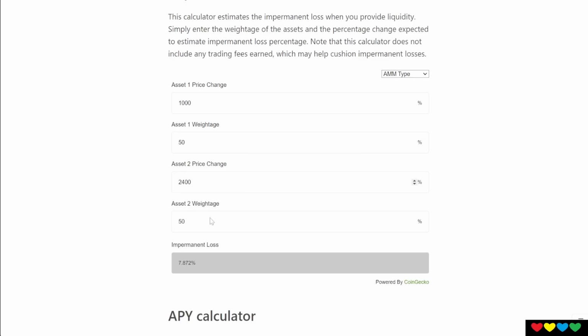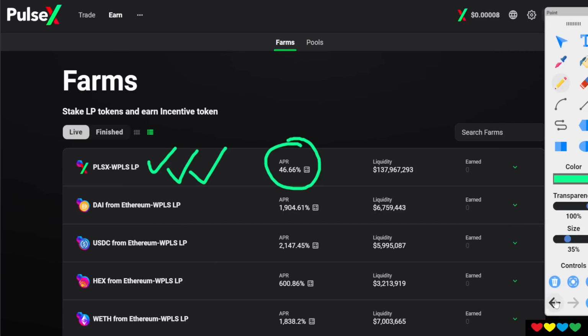Remember, in this impermanent loss calculator, you've only lost 7.8% here. So this is why this is super safe. I'm giving this the triple tick of approval. It's very hard to get a triple tick of friendship here. This is super safe, but these yields are probably going to go lower. They're going to go lower, but it is okay. It's still worth participating in it.